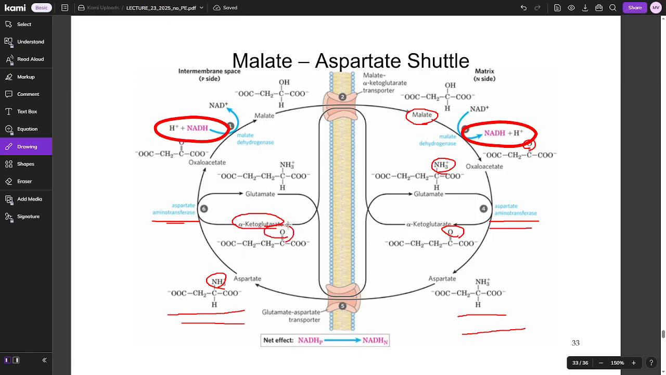And what you end up with if you do that is oxaloacetate. And then from here to get back to malate, you just got to dehydrogenate it or oxidize it, which is what we're looking for in this question. Or this scenario, I guess.